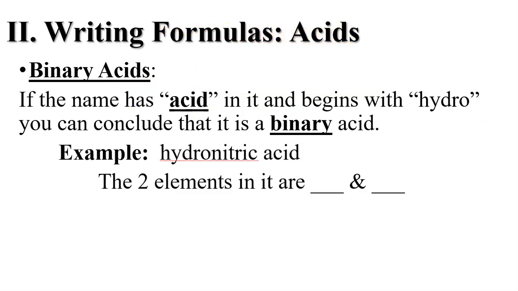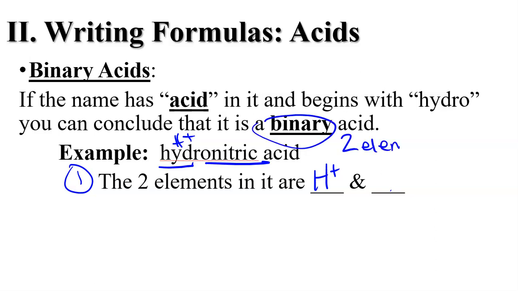Okay, so first thing I want to do is write my two elements. Hydro means that there's always an H plus. So my first element is always H plus, and nitric is going to be just an element. This is not a polyatomic ion because it's binary. That means there's only two elements. If you ever have more than two, then it's not binary. That's going to be your oxyacid.